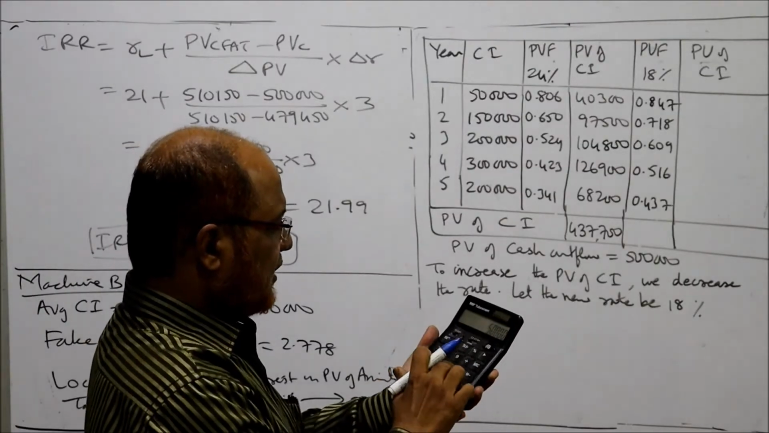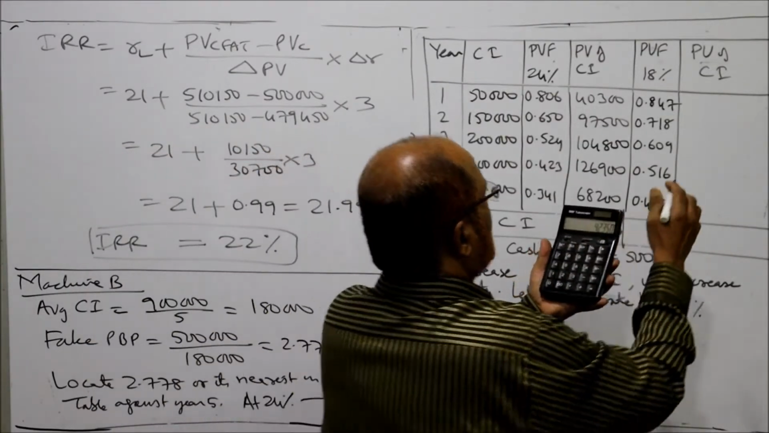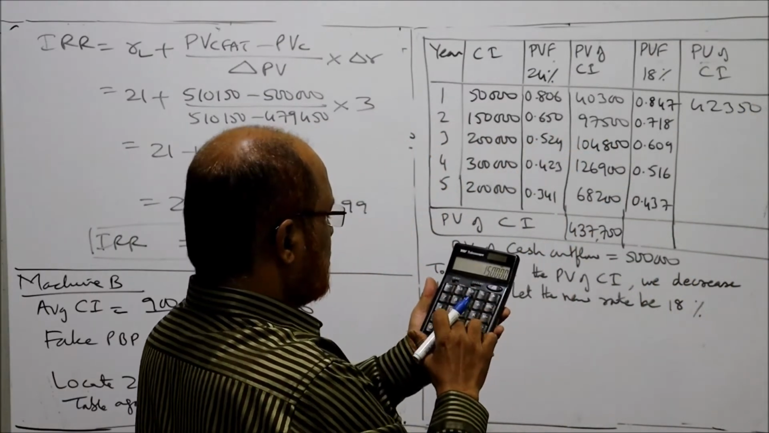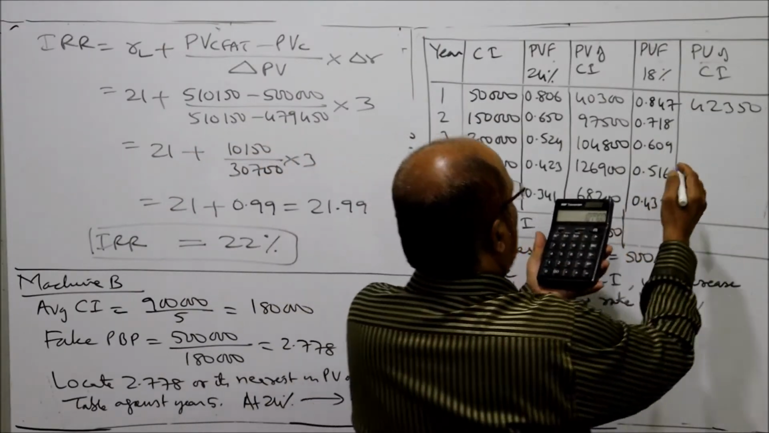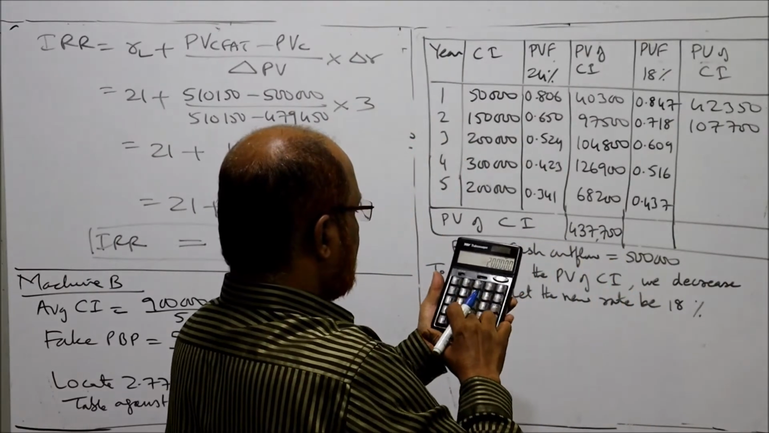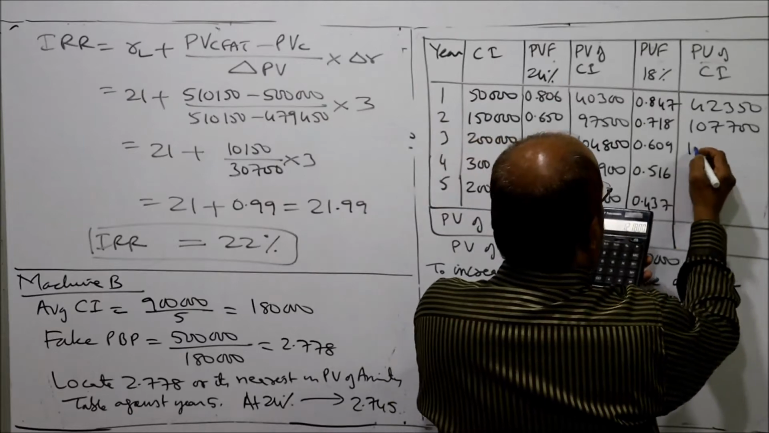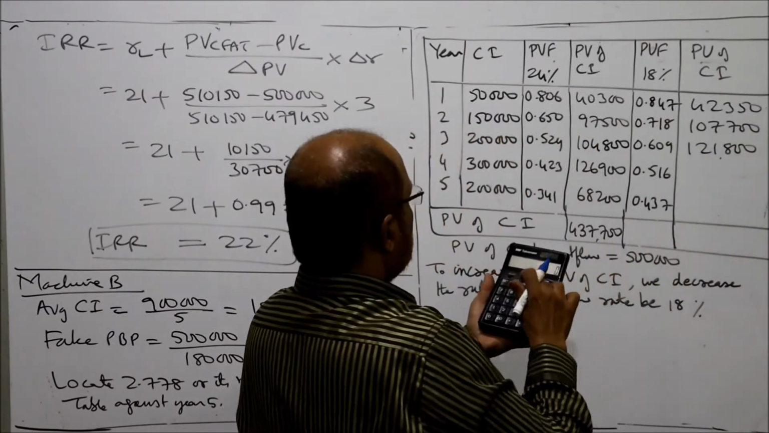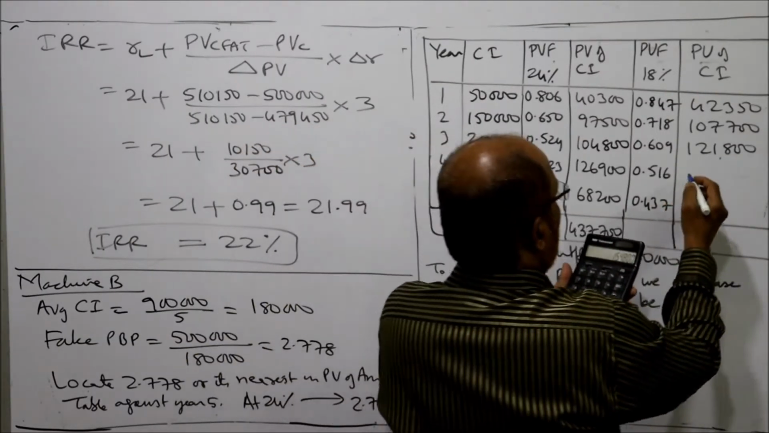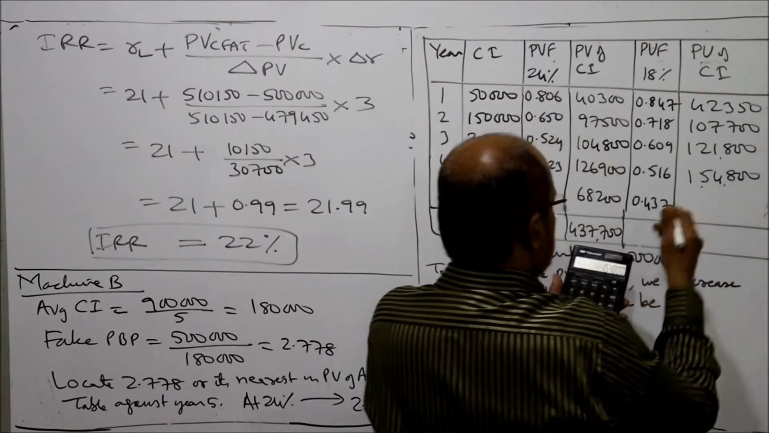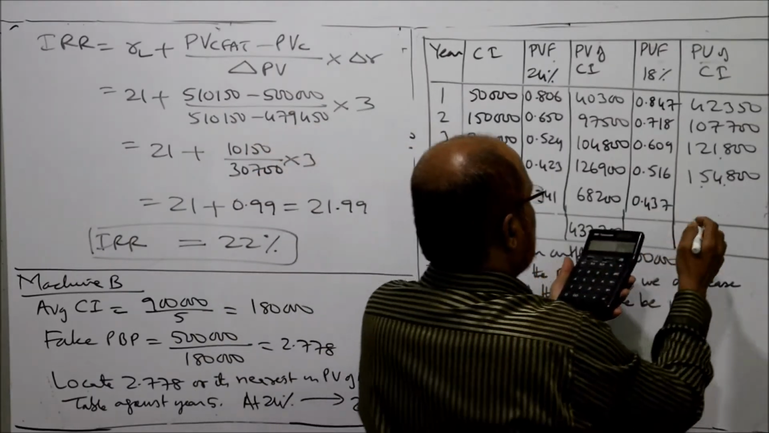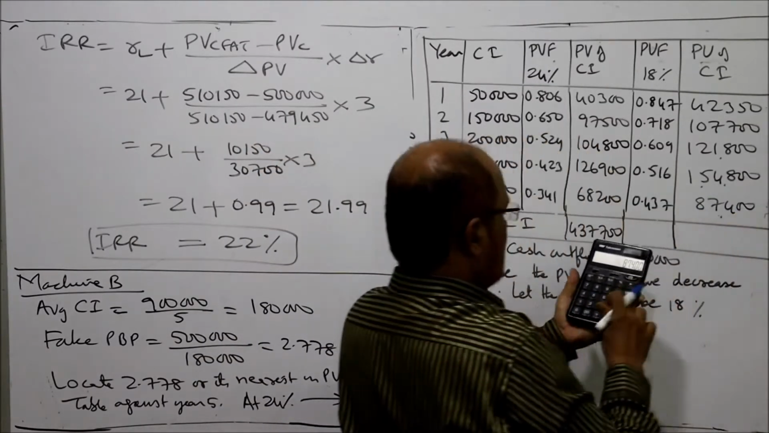Now multiply 50,000 into 0.847. You are getting 42,350. Similarly, 1,50,000 into 0.718 is 1,07,700. Similarly, 2 lakh into 0.609 is 1,21,800. Similarly, 3 lakh into 0.516 is 1,54,800. 2 lakh into 0.437 is 87,400.